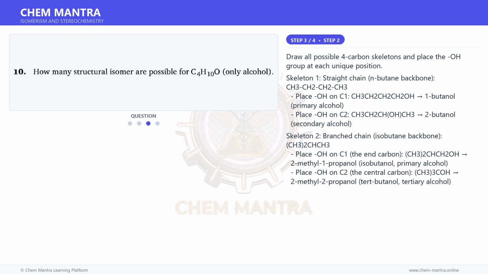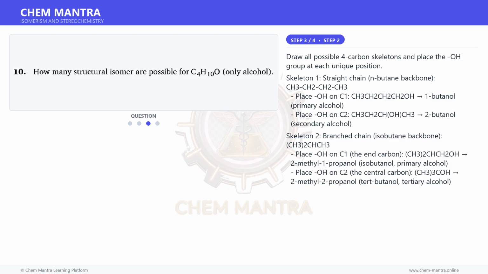Draw all possible 4-carbon skeletons and place the OH group at each unique position. Skeleton 1, straight chain, n-butane backbone: CH3, CH2, CH2, CH3. Place OH on C1: CH3, CH2, CH2, CH2OH, 1-butanol, primary alcohol. Place OH on C2: CH3, CH2, CHOH, CH3, 2-butanol, secondary alcohol.